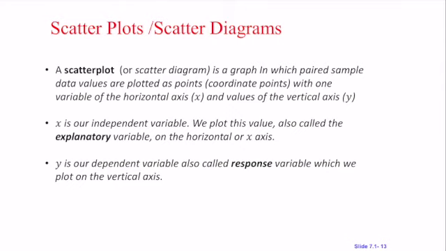So a scatter plot is a graph in which paired sample data values are plotted as points, with our x values and our y values. So again, x is our independent variable. We call this our explanatory variable. Y is our dependent variable. We call this a response variable. And we plot this on our vertical axis.